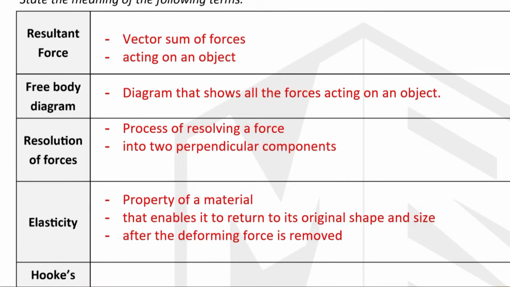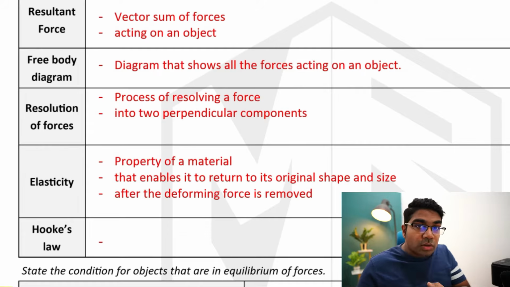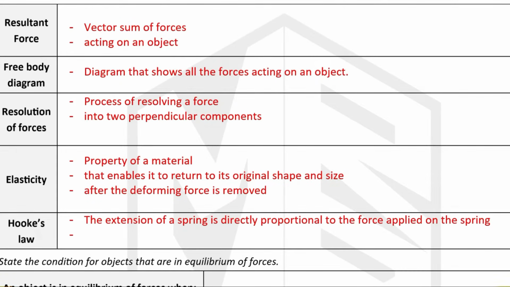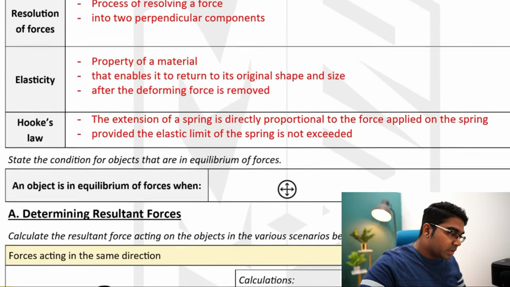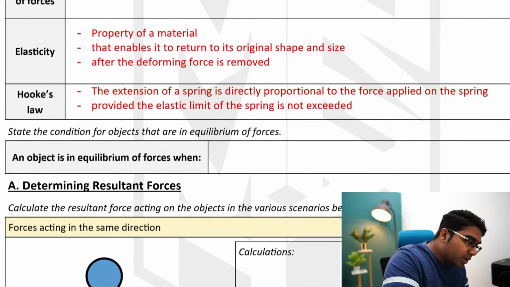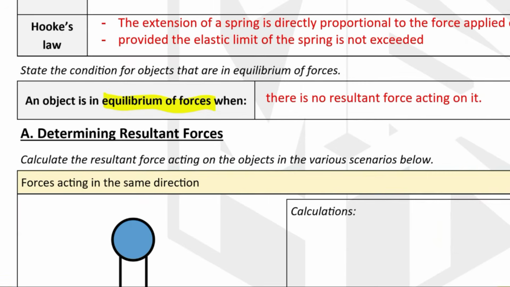Elasticity is the property of a material that enables it to return to its original shape and size after the deforming force is removed. And finally, Hooke's law states that the extension of a spring is directly proportional to the force applied on the spring, provided the elastic limit of the spring is not exceeded. Another concept we need to be familiar with is equilibrium of forces. An object is said to be in equilibrium of forces when there is no resultant force acting on it.